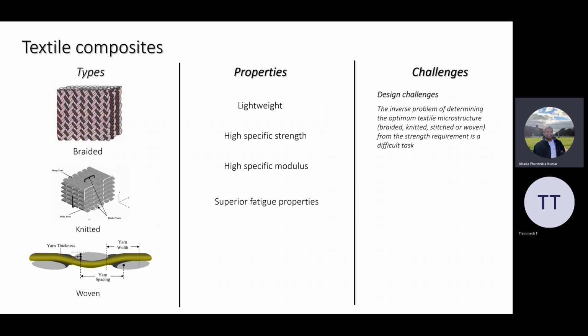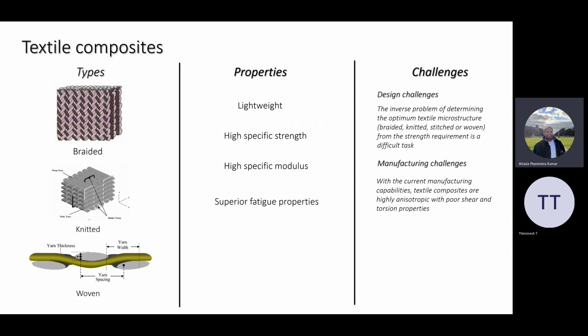The first challenge is the design challenge. As Rajesh was talking in the earlier talk, the inverse problem of defining the structure of the textile composite microstructure based on the application is very difficult. Let's say you want a component to undergo some amount of loading, some amount of deflection. Now let's go back and try to define what kind of structure we need. Do we need braided? Do we need woven? Do we need knitted? What kind of fibers are we using? These are very difficult problems because there are a lot of parameters and there is no correlation between them to go from application to the microstructure.